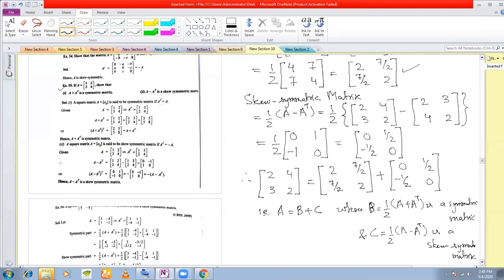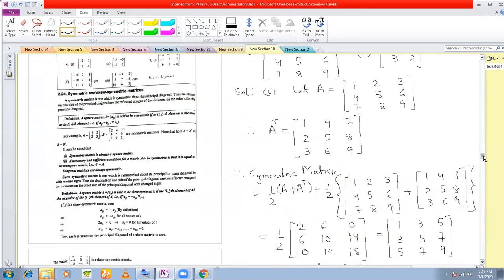Now, if you are not sure whether your answer is correct, check. Take this matrix as B, take the transpose of this matrix, and check whether B transpose is equal to B. Take this matrix as C, take the transpose, check whether C transpose is minus C. If this works, then you have made no algebraic mistake here. Is that absolutely clear? This is a very, very important sum. Expressing a particular matrix as a sum of symmetric and skew symmetric matrix and the transpose of a matrix.